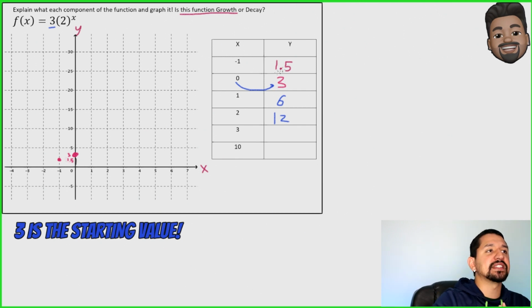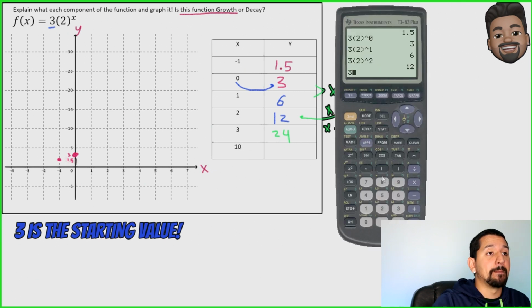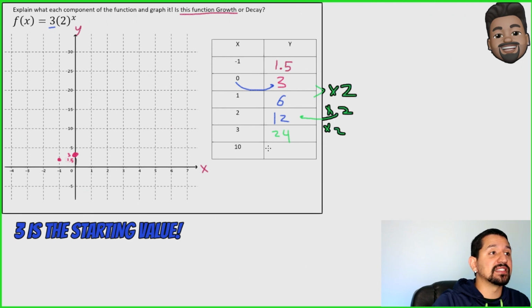And I'm gonna pause here for a moment because I want you to notice something that I'm noticing here. Obviously the 1.5 was a little bit tricky, but what is the pattern happening down in this table? Well, if you look from here, we are multiplying by 2. 3 times 2 is 6. 6 times 2 is 12. So 12 times 2, we get 24. Now, obviously, I have to use the equation to be able to plug in 10, right? And I expect 10 to be pretty big. 3 times 2 raised to the power of 10, we get 3074.